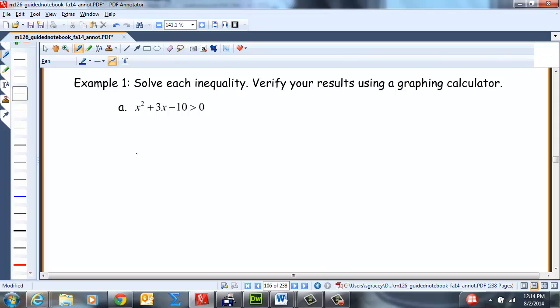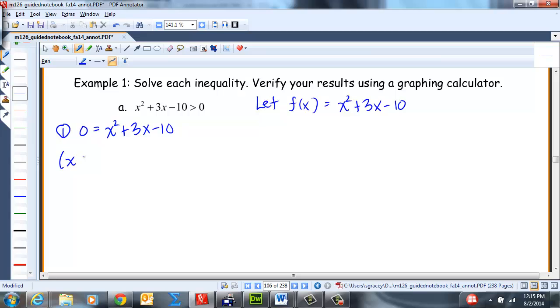We already have 0 on one side of the inequality. So we're going to let f of x equal the left side, which is x squared plus 3x minus 10. First step is find the zeros of this. So 0 is equal to x squared plus 3x minus 10. Finding the zeros, this one looks to me like it's going to factor. So we'll have x plus 5 times x minus 2 is equal to 0.